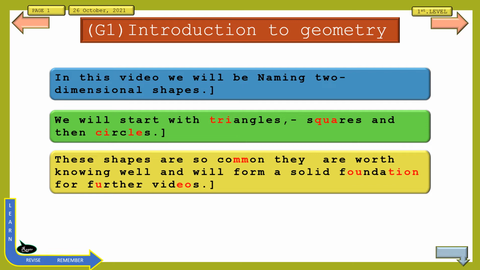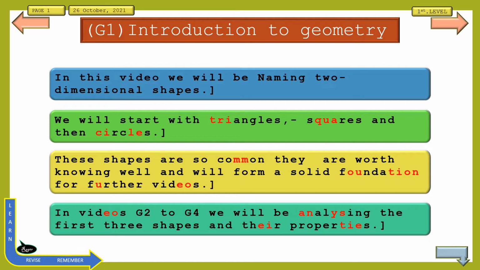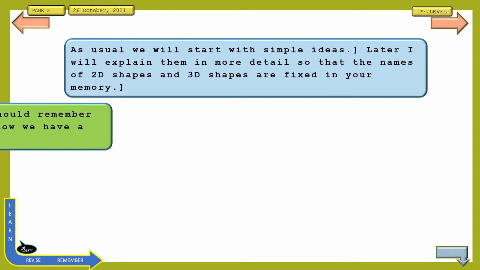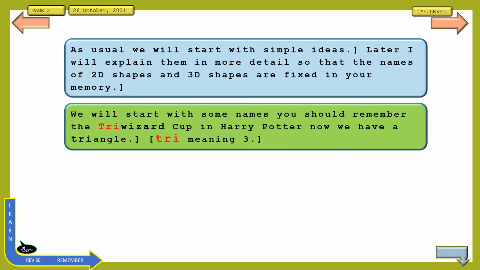for further videos. Later, in the videos G2, G3 and G4, we will be analyzing the first of the three shapes and their properties. As I said, we start with simple ideas. Later, I will explain them in more detail so that the names of the two-dimensional shapes and 3D shapes are fixed in your memory. We will start with some names you should remember.